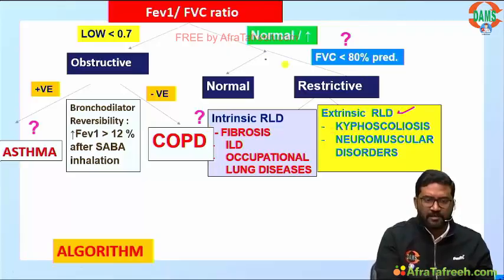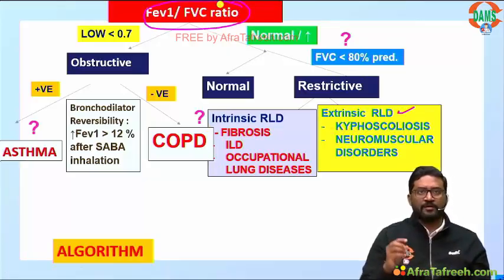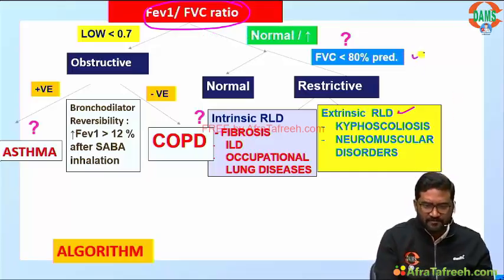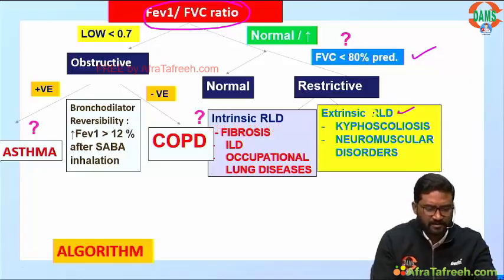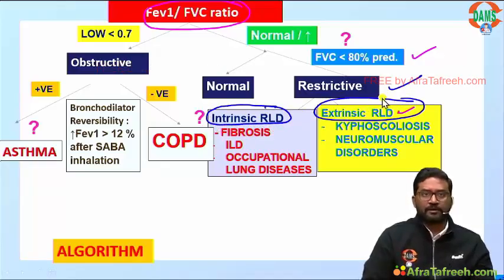Very simple. Whenever they give you any spirometry, first see the ratio. If ratio is low, obstructive. If it is obstructive, bronchodilator reversibility test. If ratio is normal or increased, see the FVC. If FVC is low, it is considered restrictive. In restrictive, again, are you dealing with intrinsic restrictive or extrinsic restrictive, depending on the history and other parameters.